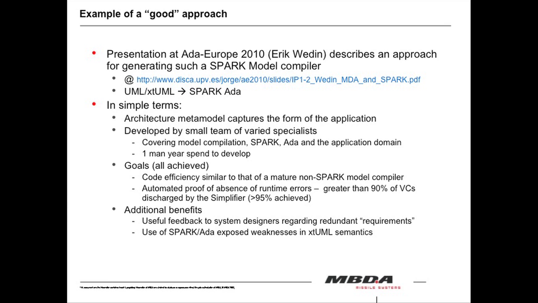And for automated proof of absence of runtime errors, we had a goal of 90% of VCs automatically discharged by the simplifier. We achieved better than 95%. So that was a very positive outcome. And we got the usual Spark benefits.